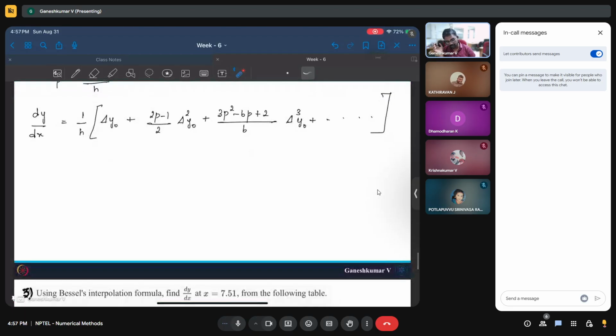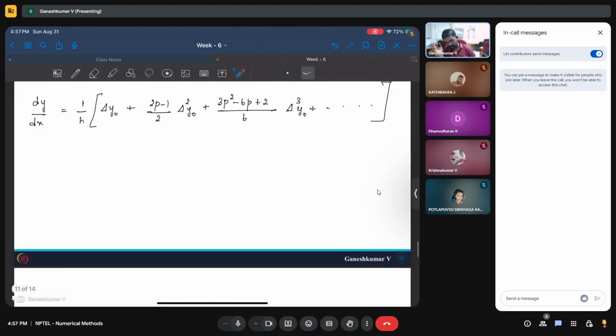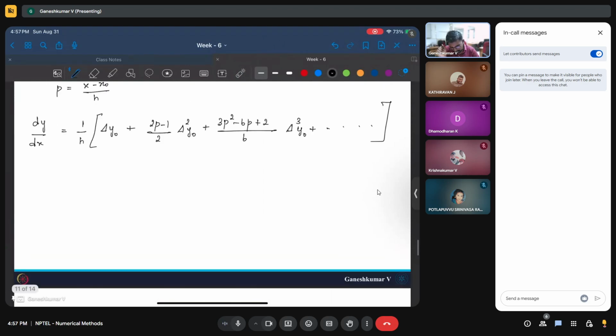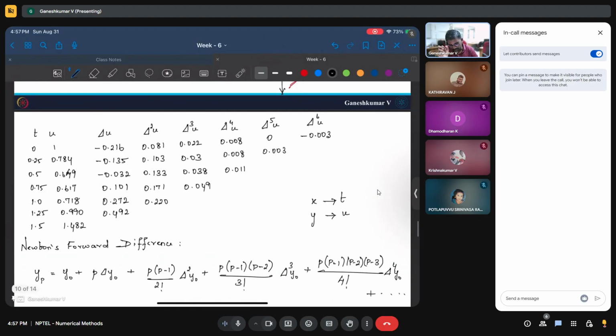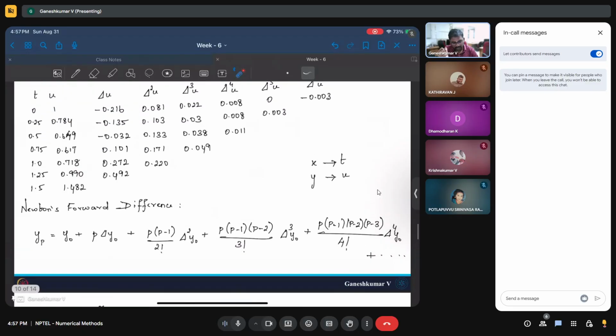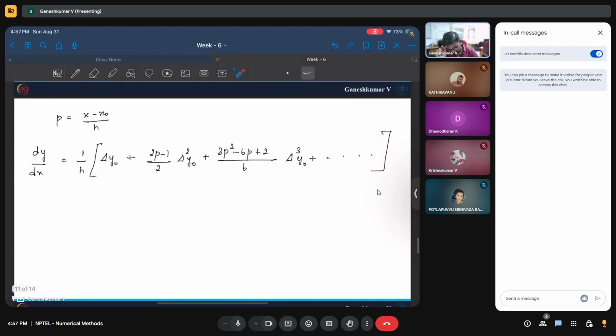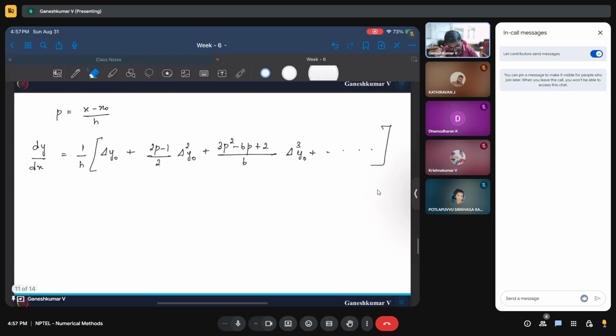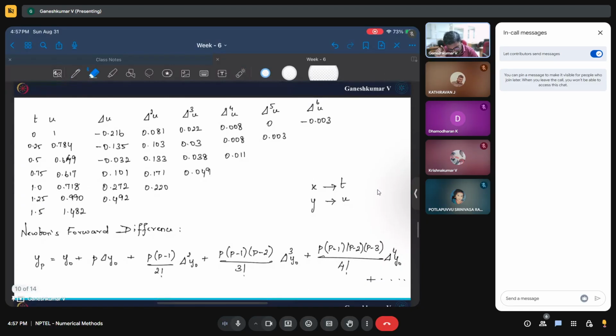But for this problem, to complete it, I'm going to stop at del cube y. Okay, I will just show you. But in general, you have to go till del 6y. The reason is they have given till del 6y, so you cannot stop somewhere here. But today, just to show you how this is done, I will just stop it here. Maybe if time permits, we will do the other terms also.